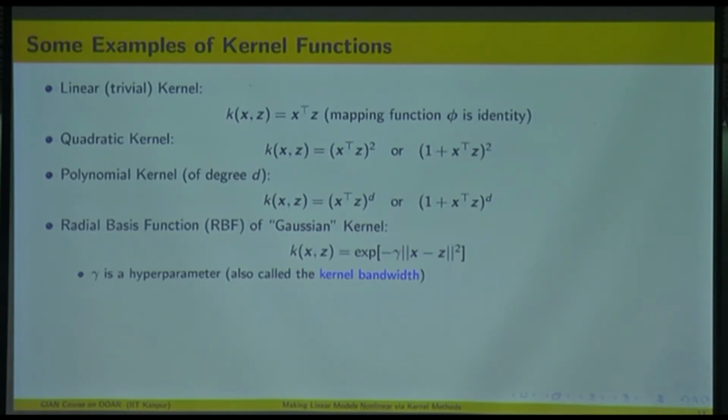When x and z are very, very close to each other, right? So if 2 points are very, very close to each other, which means that they are very, very similar, then this kernel will give you a value 1, which is the largest possible similarity between 2 data points. On the other hand, if x and z are very, very far from each other, it will be close to 0, which again makes intuitive sense, because 2 points far away from each other should have a very small similarity, right?